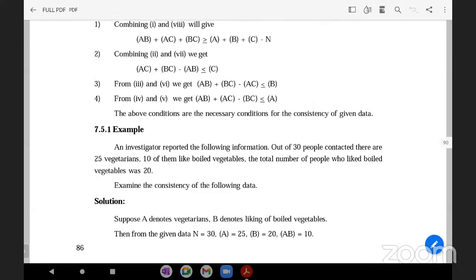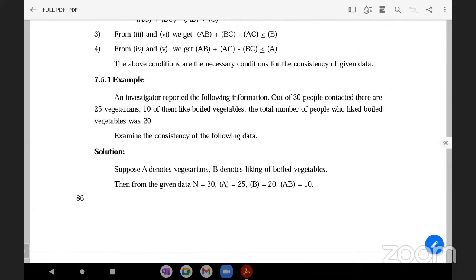Next, the problems. An investigator reported the following information: out of the 30 people contacted, there are 25 vegetarians, and 10 of them like boiled vegetables. The total number of people who like boiled vegetables was 20. Is the data consistent or not? I want to check it. In the examination, you will be asked to examine the consistency of the following data.